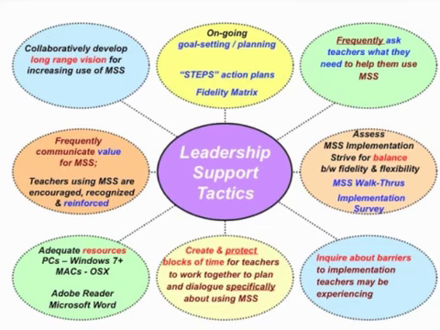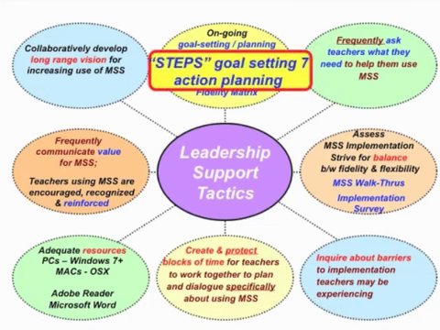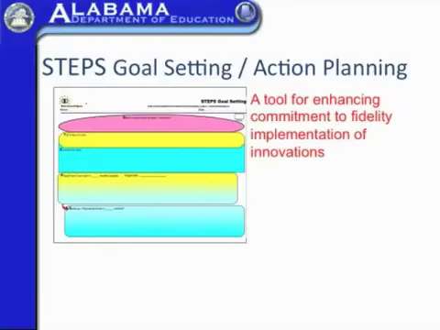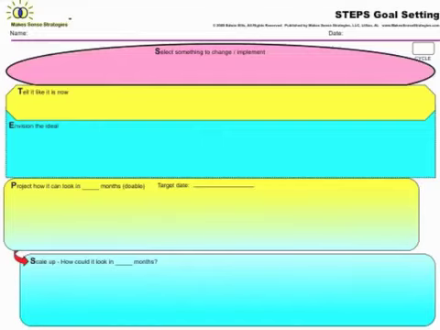So what we're going to look at first in a little more detail is this thing called STEPS. It's for goal setting and action planning. This is a tool that's actually one of the smart sheets that are in the software. I'll show you where to find that a little bit later. But it's designed for enhancing commitment to fidelity implementation. And so here's how it works.